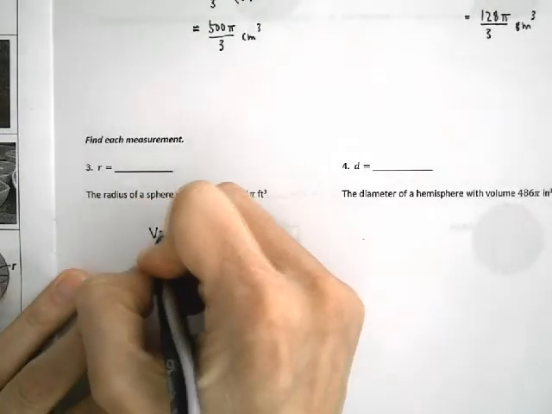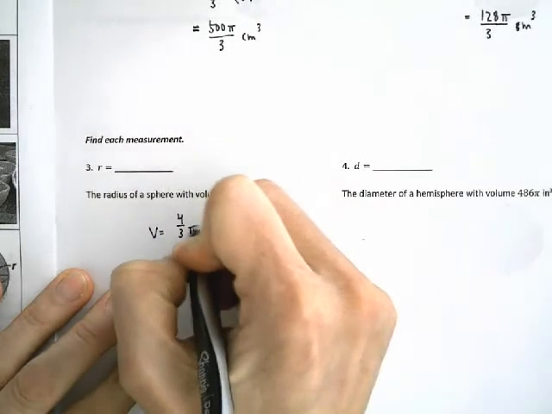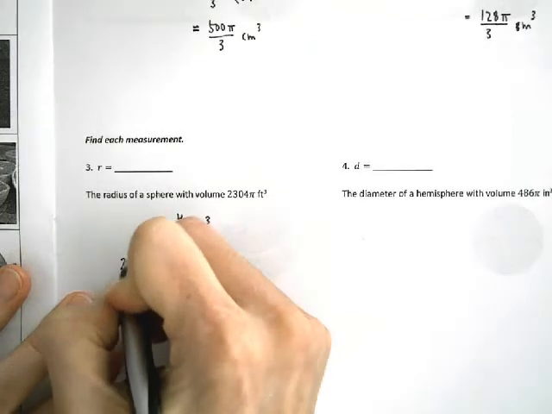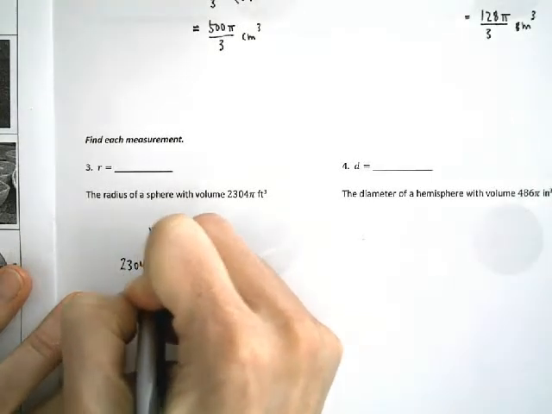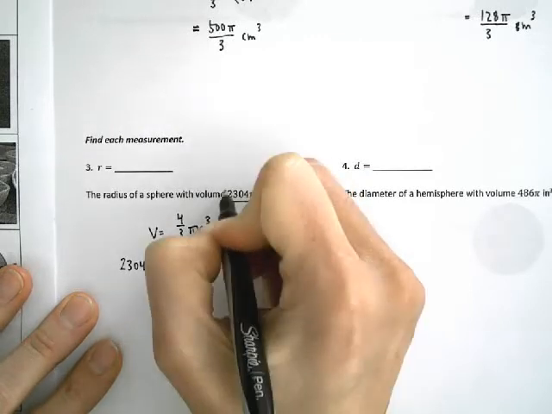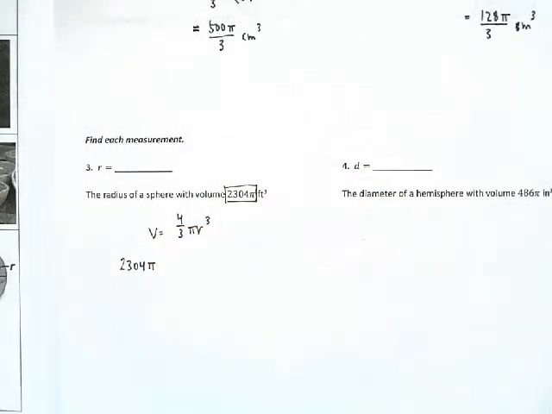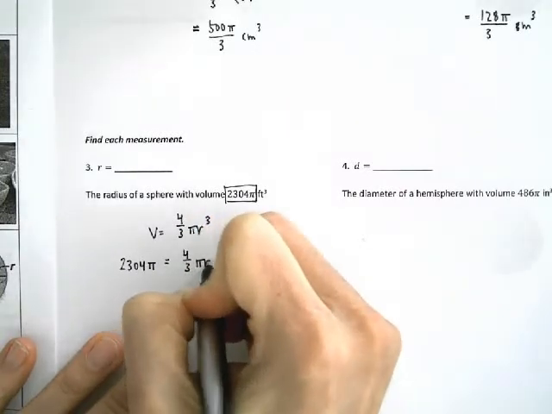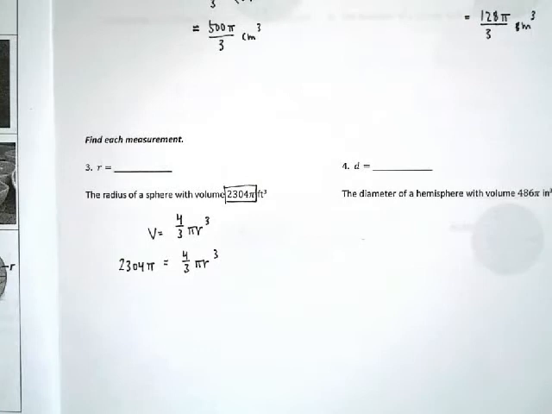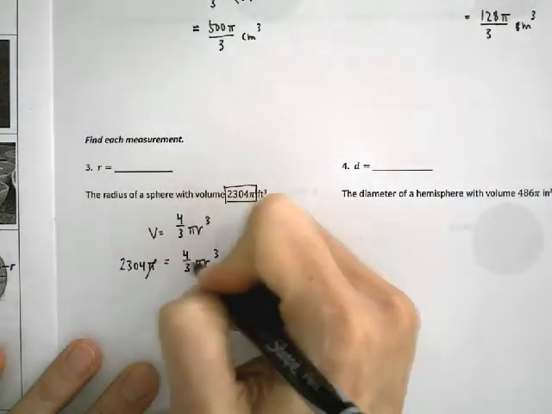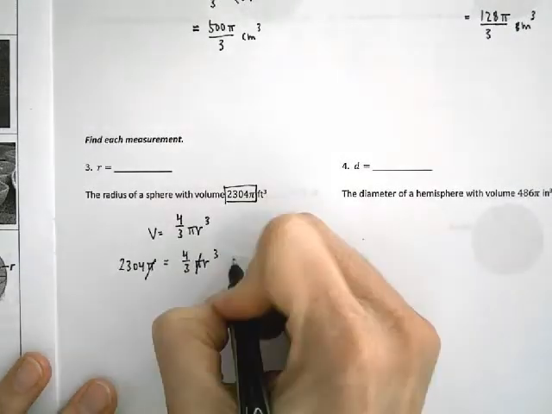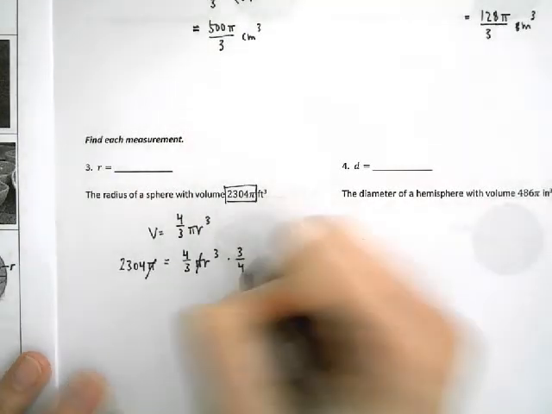So again, my volume is 4/3 pi r cubed. It tells us the volume is 2,304 pi. Please do not forget to take that pi with you. That makes a big difference. And that's equal to 4/3 pi r cubed. So the first thing I notice is there's a pi on both sides, so I'm just going to cancel that out. I'm really dividing by pi on both sides. Now I want to get rid of this fraction, so I'm going to multiply by the reciprocal on both sides.